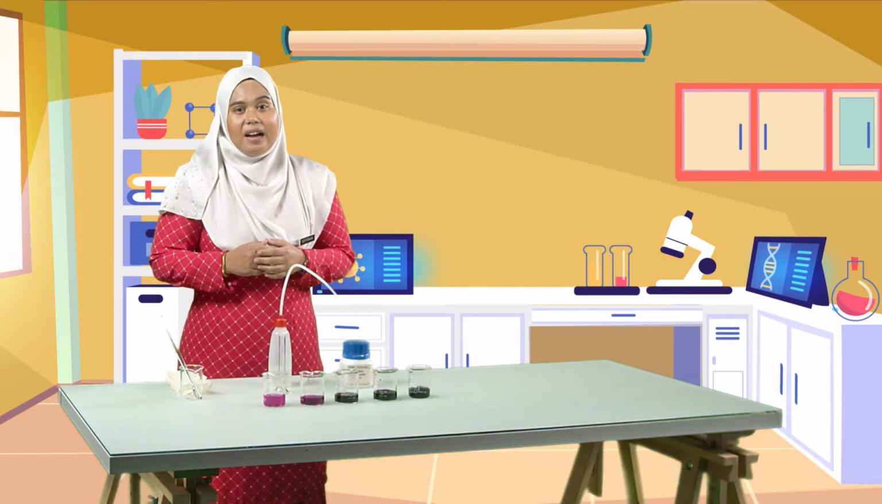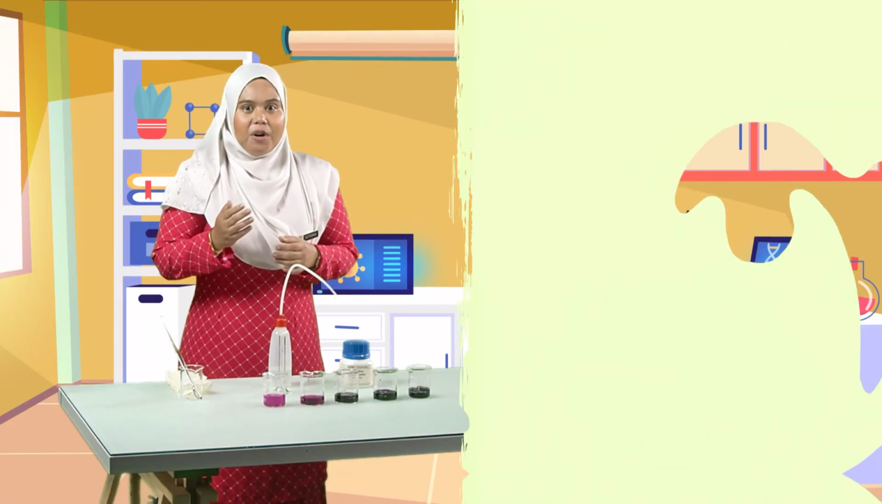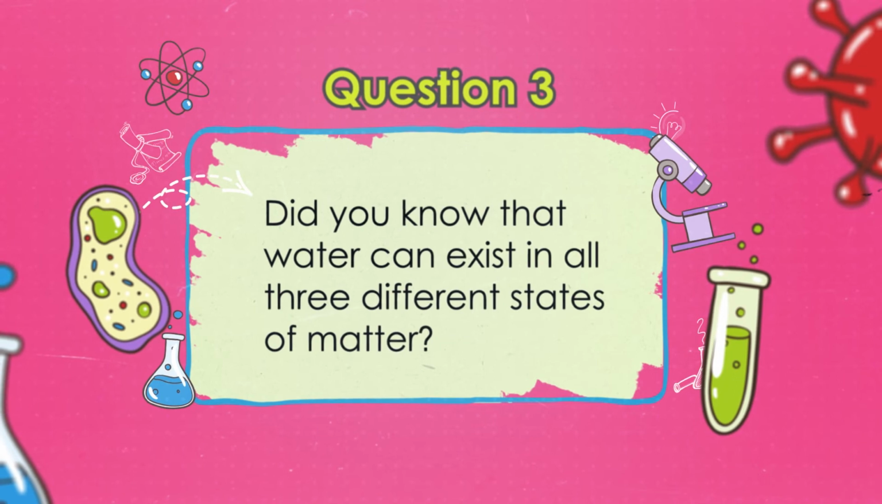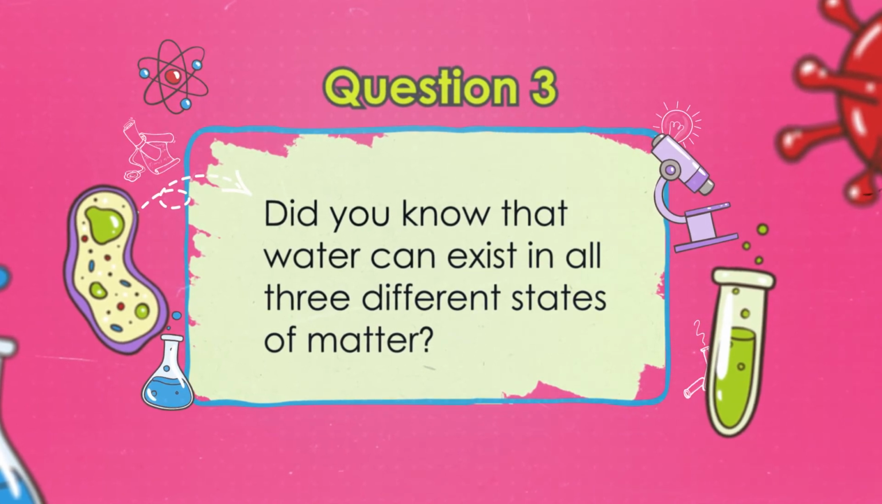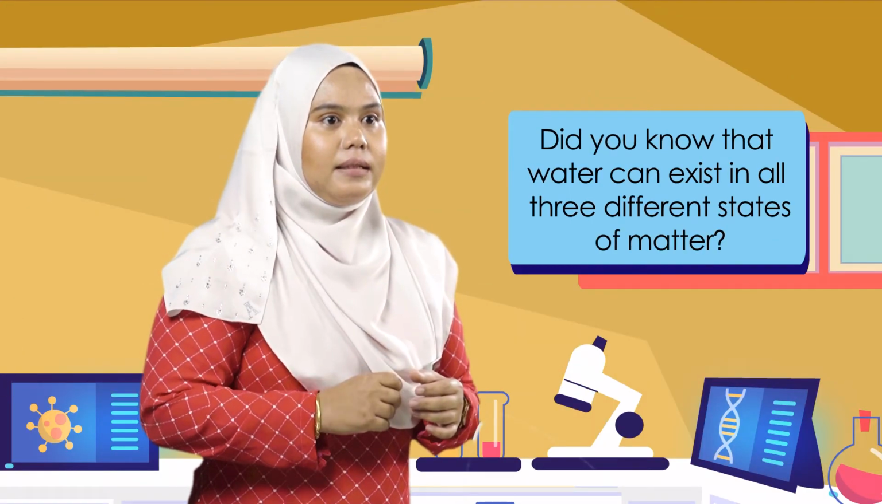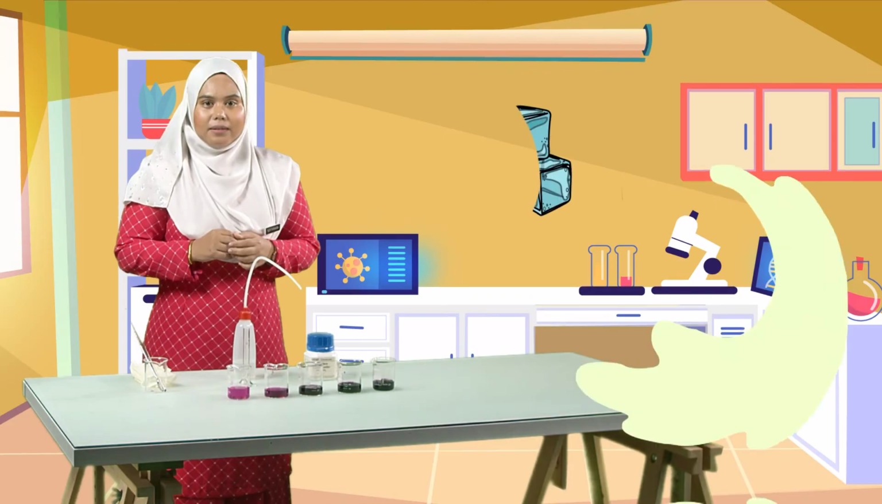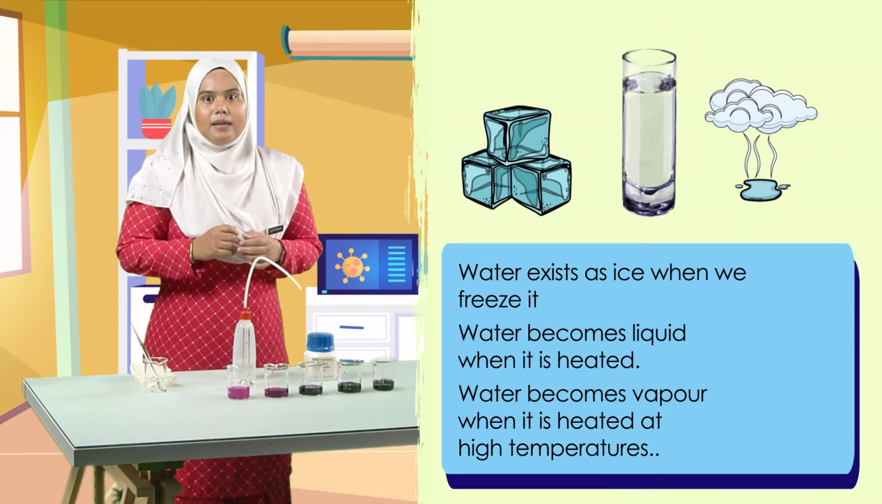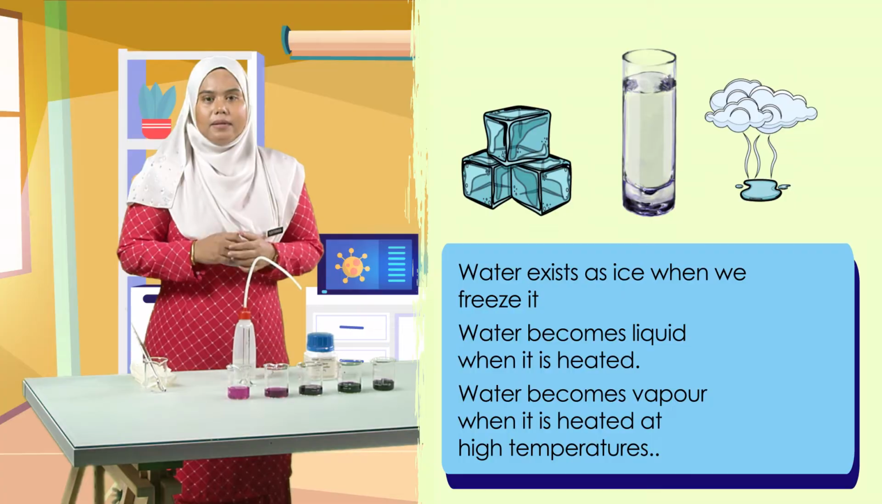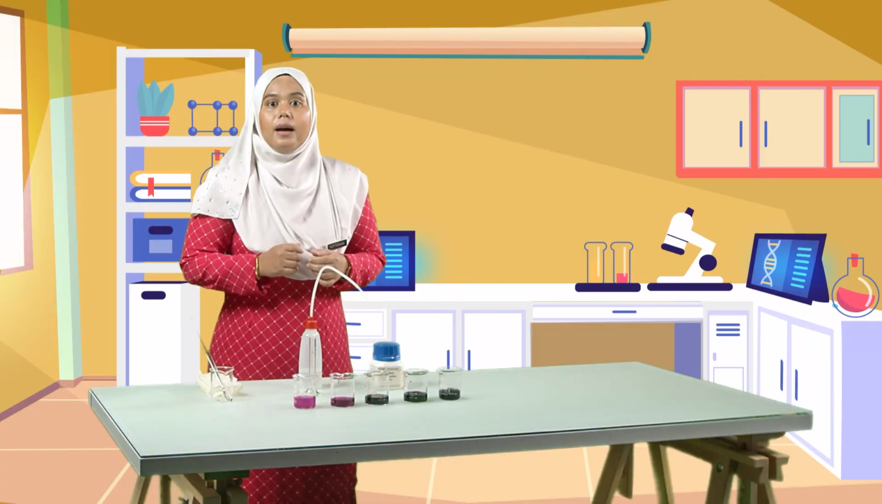Boys and girls, what is the most common example of substance that we can see in our daily life? If your answer is water, you are right. Did you know that water can exist in all three different states of matter? Water exists as ice when we freeze it and becomes liquid water when it is heated. And the liquid water changes to water vapor when it is heated at a higher temperature.